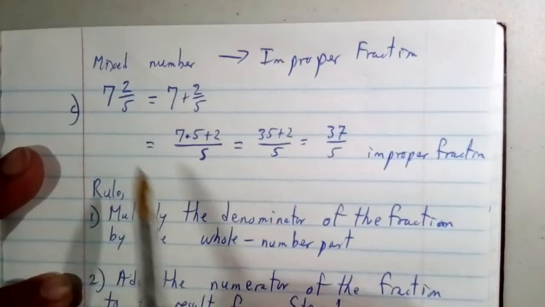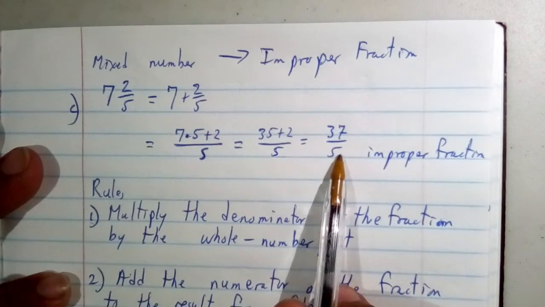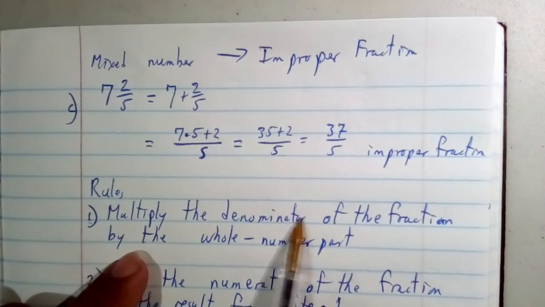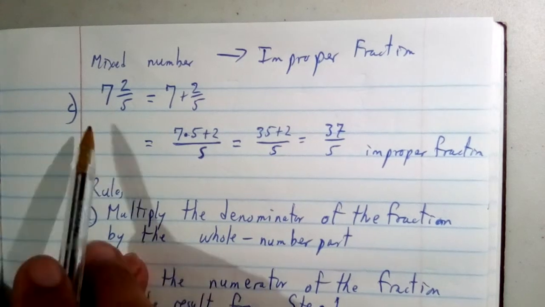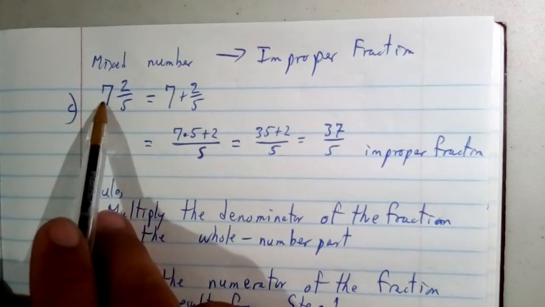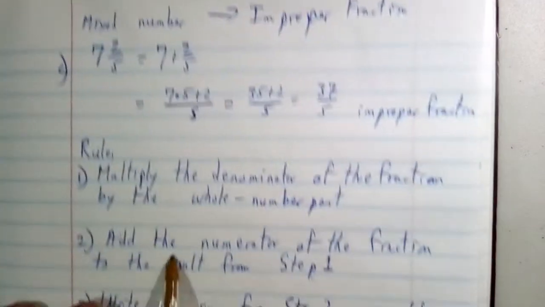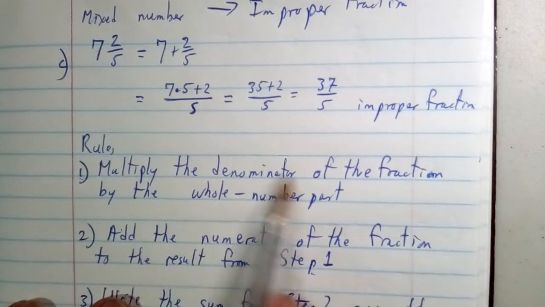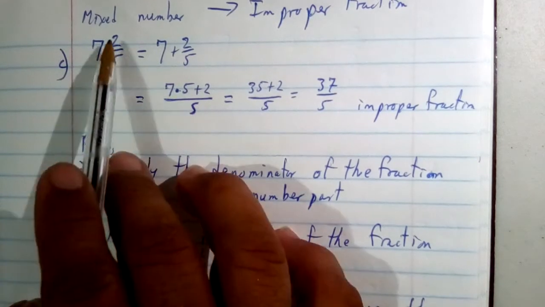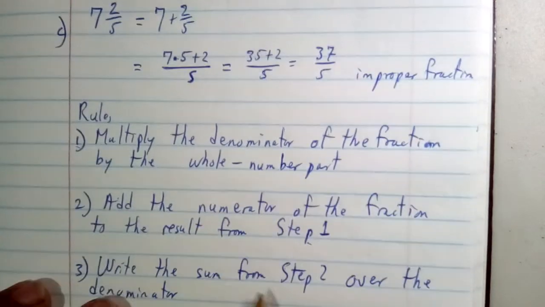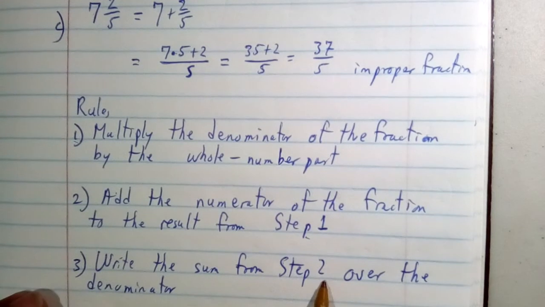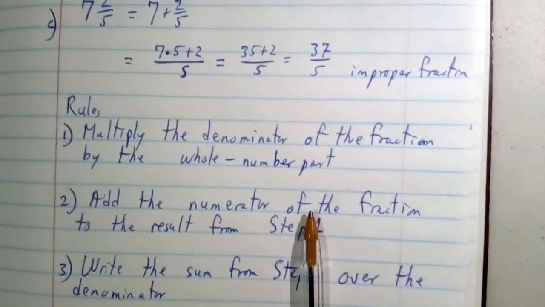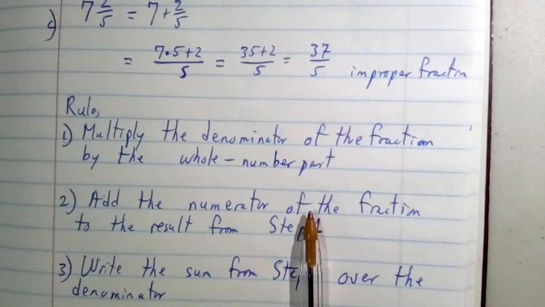So to change any mixed number to an improper fraction, you will then say multiply the denominator of the fraction by the whole number. So it's the denominator times the whole number, and then add the numerator of the fraction to the result from step 1. So whatever result you get here, you will then add it on to the numerator, and then you're going to write that sum over the denominator of that particular problem. Okay, so let's do a next example.